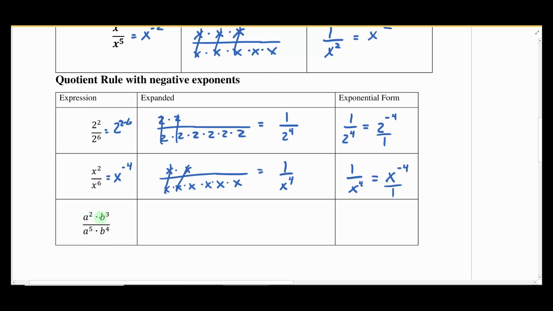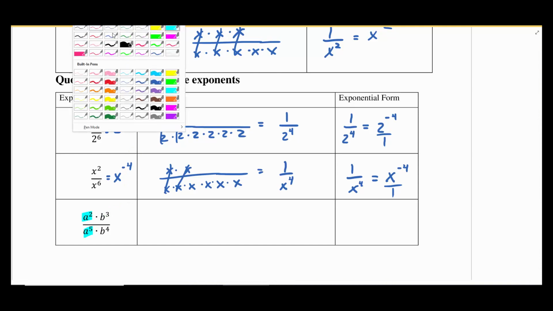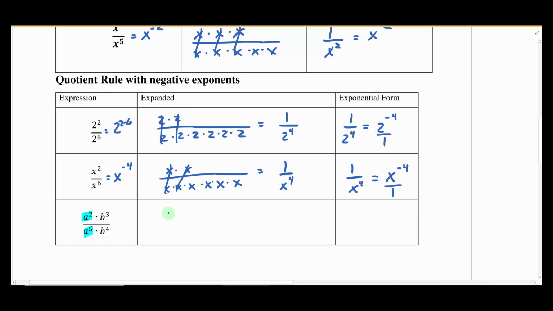So we have an a and a b going on here. So let's focus on just the a's for a second. Like, pretend the b's don't exist, and let's just focus on the a's. Okay, so if I were to expand this out, we would get a times a over a times a times a times a times a. Then we're going to do the b's, right? So then I have b times b times b. And then down here we'll have 4 of them, b times b times b times b.